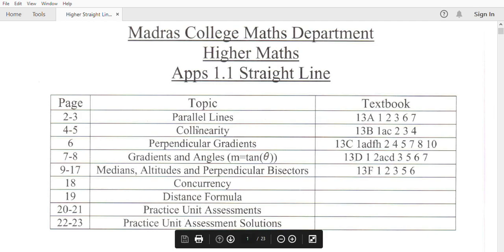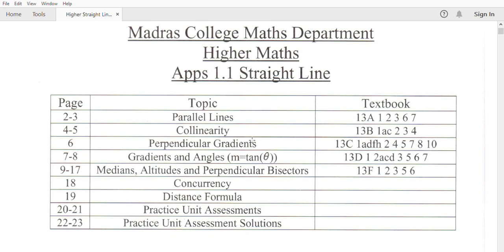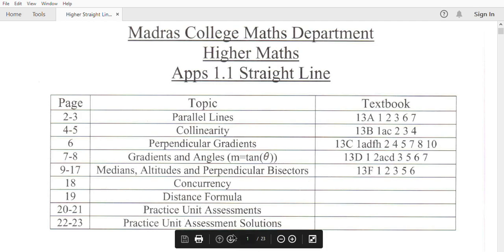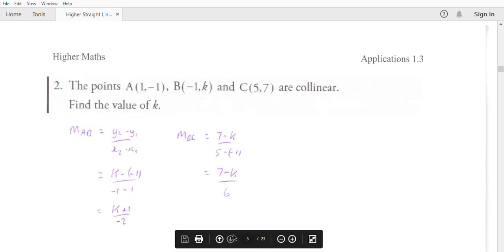Today we're going to look at perpendicular gradients, and then we're going to have a go at exercise 13C, trying these questions. That also covers work from 13A and 13B, so it's quite a good exercise to do. So let's have a look at perpendicular gradients, which is on page 6 of our notes.